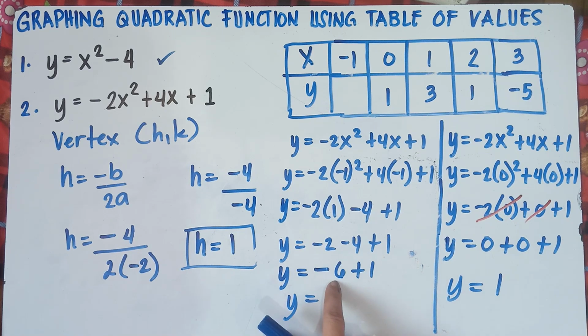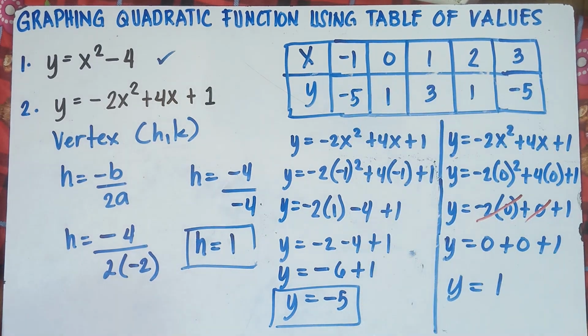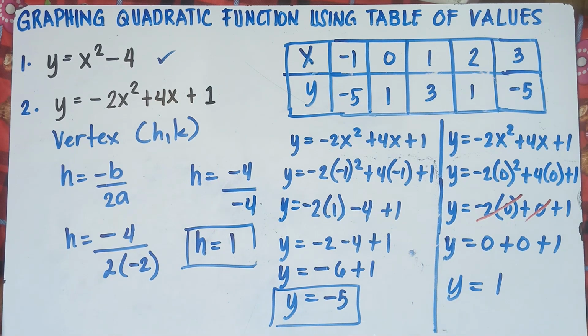So this will be negative 6 plus 1. If the signs are not the same, we have negative 6 and positive 1. Subtract 6 minus 1, that is 5. Then you copy the sign of the larger number. Since 6 is greater than 1, we copy the negative sign. So our y is negative 5. Alright, so there you have it. You have your x values and your y values.